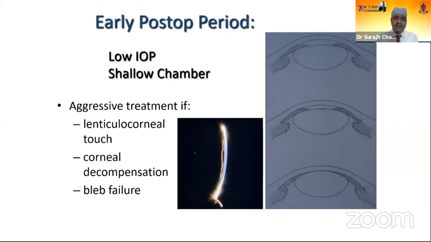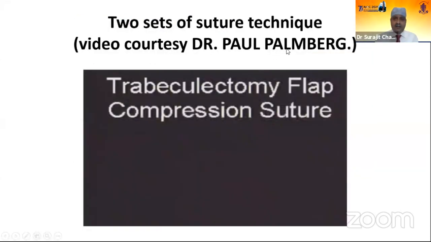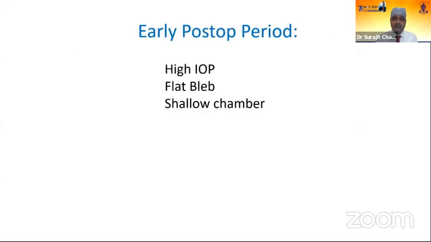And aggressive treatment is required if there is lenticular corneal touch, if there is corneal decompensation and bleb failure. Aggressive treatment also is required if there are kissing choroidals. Due to the time constraint, I will not go to the video, but this is a nice video. I request viewers to see it, by Dr. Paul Palmer. Two sets of sutures are applied.